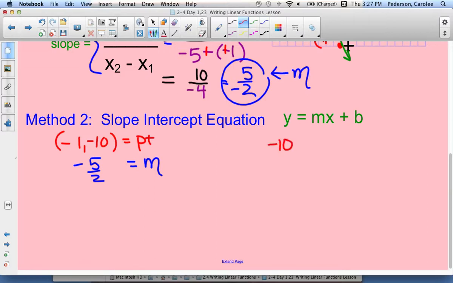So -10 for y, and x, which is -1. Plug in your slope for m, which is -5/2. And then we're going to solve this equation for b. And remember, what b represents is the y-intercept. So let's go ahead and multiply this fraction. -5/2 times -1 is a +5/2. Then we have a -10 still left on the left, and then plus b.